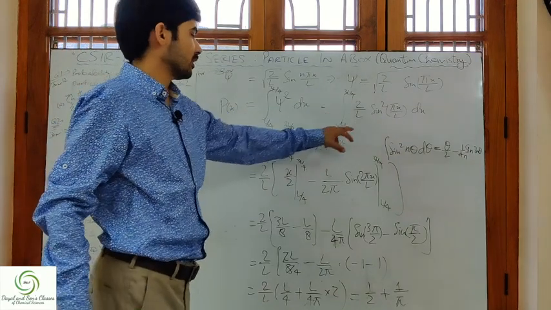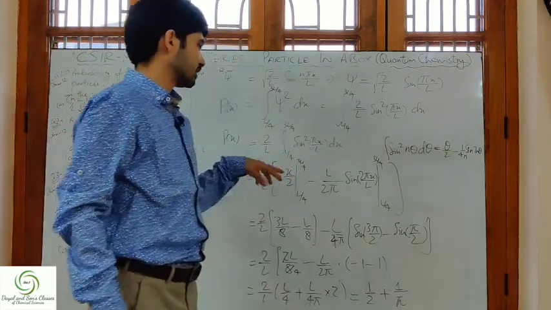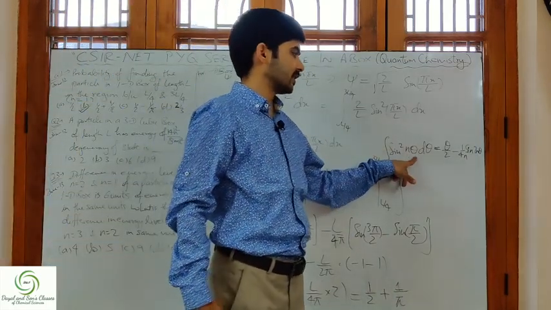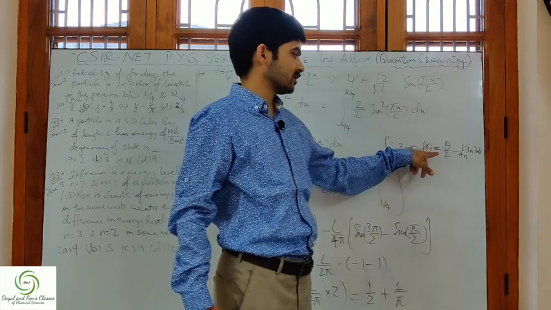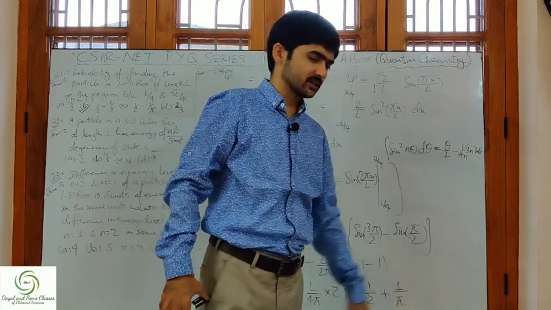So now 2 upon L was a constant. We took it outside the integration sign. What are we left with? The integration of sine square pi x upon L. And integration of sine square theta d theta, we know, is given as theta by 2 minus 1 by 4 sine 2 theta.